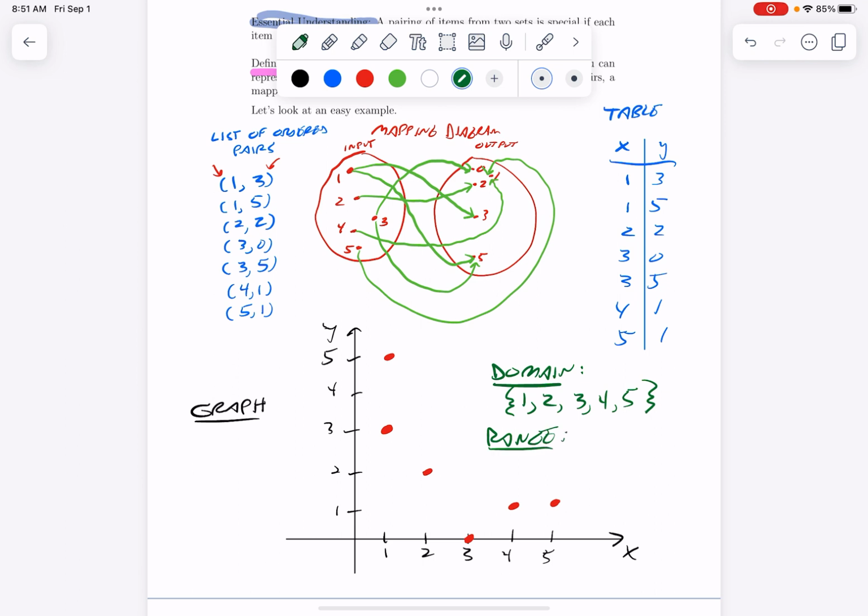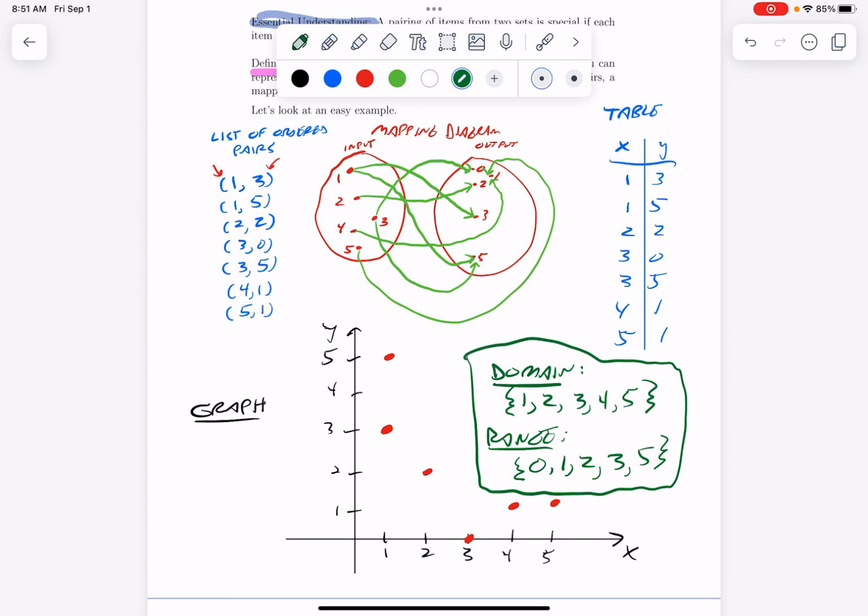And the range would be all of the output values we get. I'll try to do these in numerical order so it makes more sense. 0 is in there as an output value. 1 is there as an output value. 2 is there as an output value. 3 is there as an output value. 4 is not, and 5 is. So that's the domain and range for this particular relation.